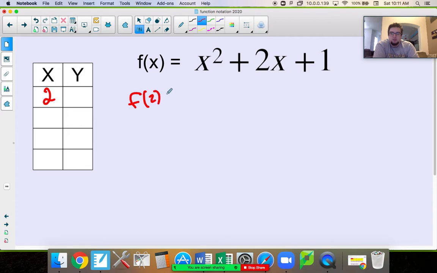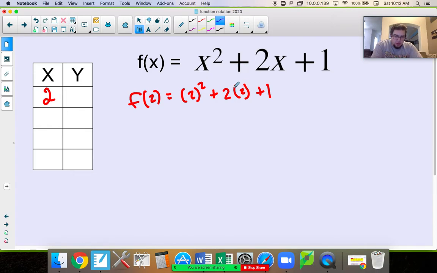So we get f of 2. It becomes 2 squared plus 2 times 2 plus 1. Every time you plug a number in, you have to give it parentheses. You have to put it in parentheses. You can't get away with not putting it there. If you don't put the parentheses, the entire problem changes.